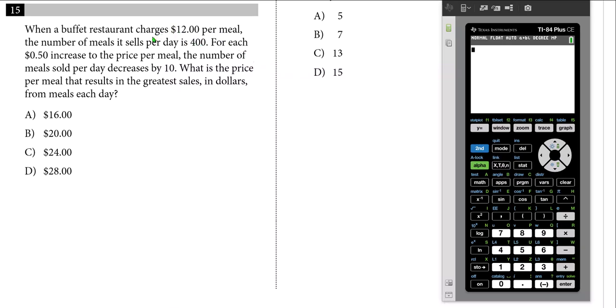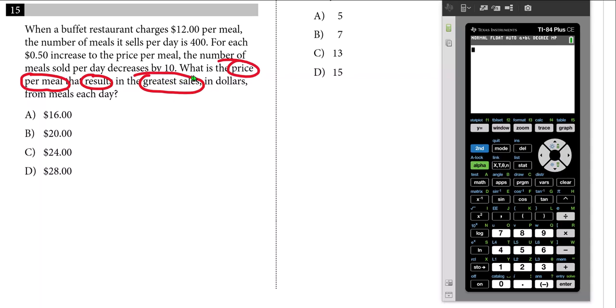What are we given? We're given a lot of information here. $12 per meal, selling 400 meals, 50-cent increase for each one of those. Number of meals sold per day decreases by 10. And what do we need? We need the price per meal. We're going to circle what we need. Price per meal results in greatest sales.